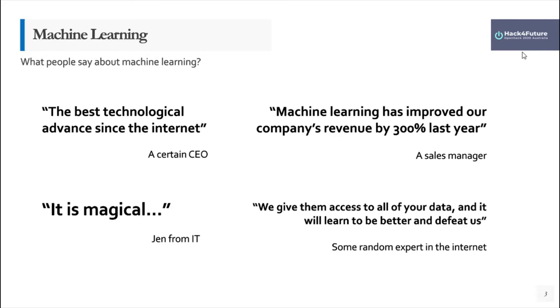When we talk about machine learning, it depends on which individual is talking about it. A certain CEO might say it's the best technological advance on the internet. A sales manager might say machine learning has improved our company revenue by 300% last year. It might be true when a company invests more in the use of machine learning to know their customers, running good analytical processes that turn out to improve their revenue.